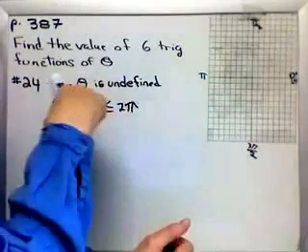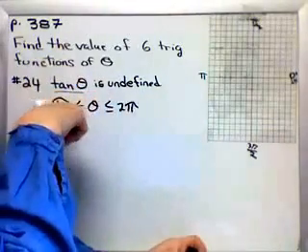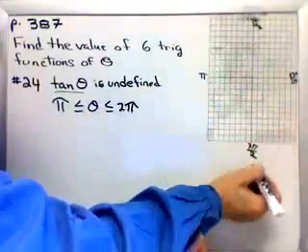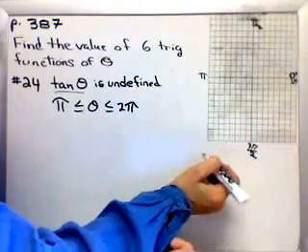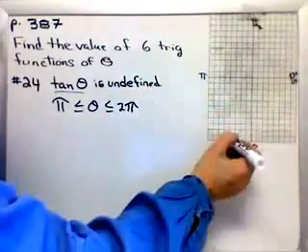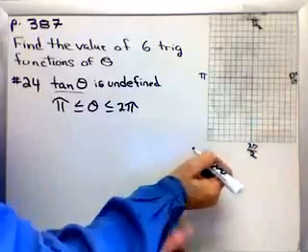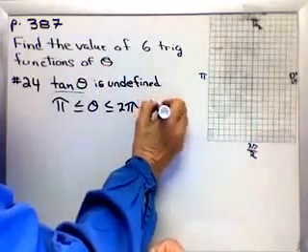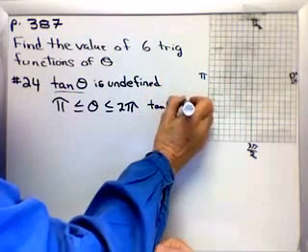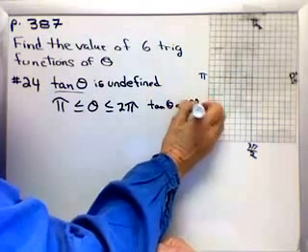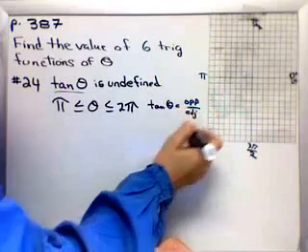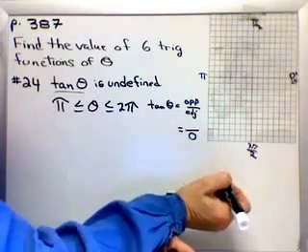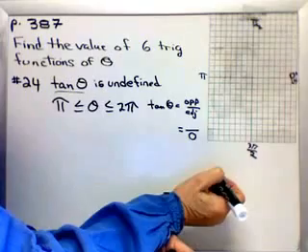So we need some angle that's between pi and 2 pi. So it's either going to be in the third or the fourth quadrant. Right? So either here or here. And the tangent is undefined. Well, the tangent of any theta is opposite over adjacent. So for tangent to be undefined, I need the adjacent side to be 0.